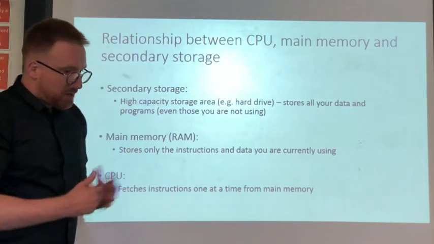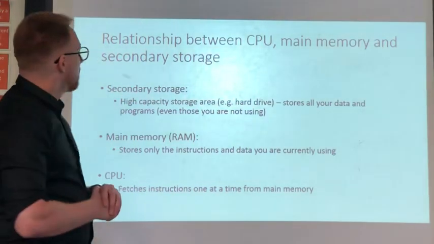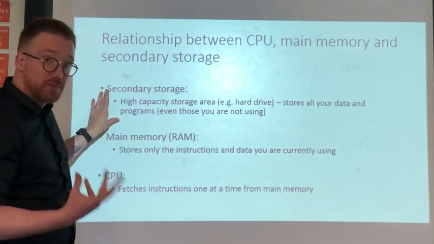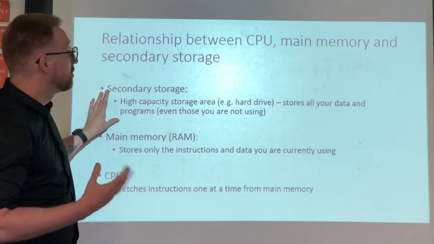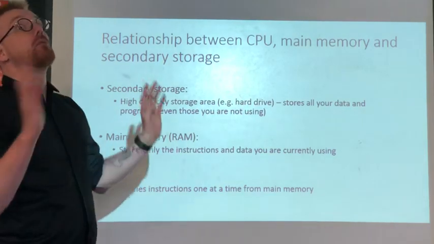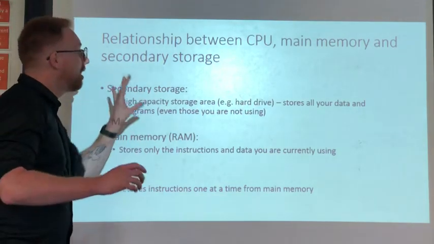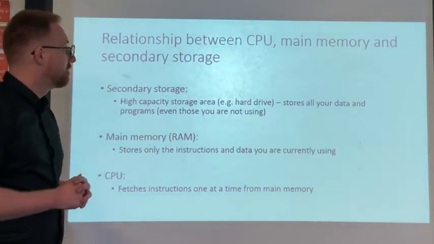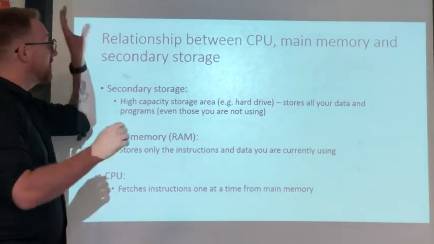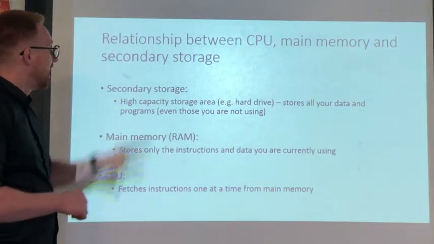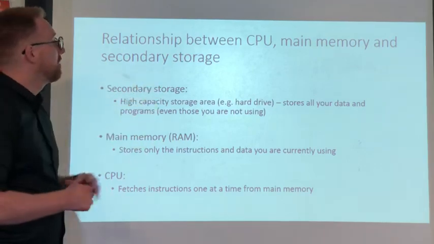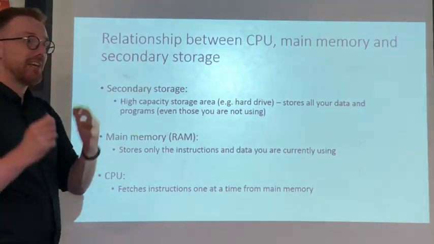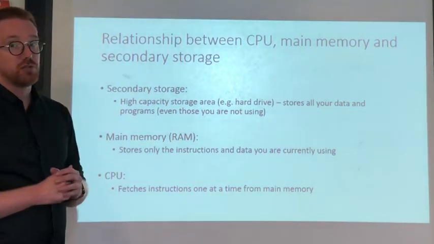So, within this fetch, decode, execute cycle, we've got a relationship that exists between what we call secondary storage. That's something like your hard drive that stores all the data and programs that you might ever want to use on the computer. And that hard drive, that secondary storage, will be storing programs and files that you very rarely use. It's high capacity, meaning it stores a lot of data. It keeps that data even when the computer is switched off.